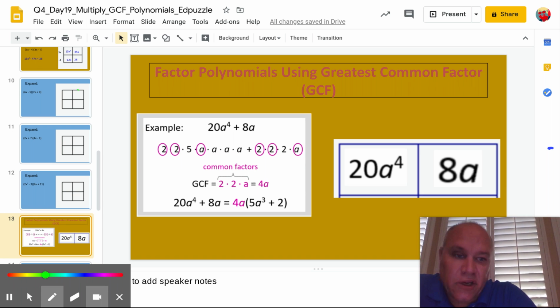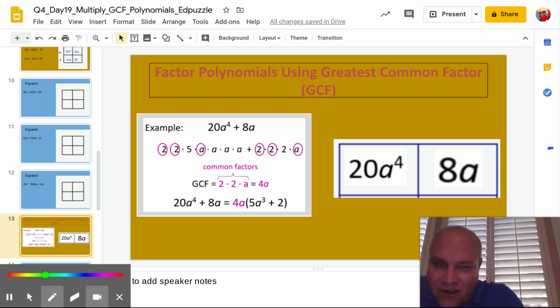All right, we're going to shift gears here, and we're going to talk about factoring now. And we're going to start off with factoring using the greatest common factor. You've done this back in the day in your math classes. So our example is a binomial, 20a to the fourth plus 8a.